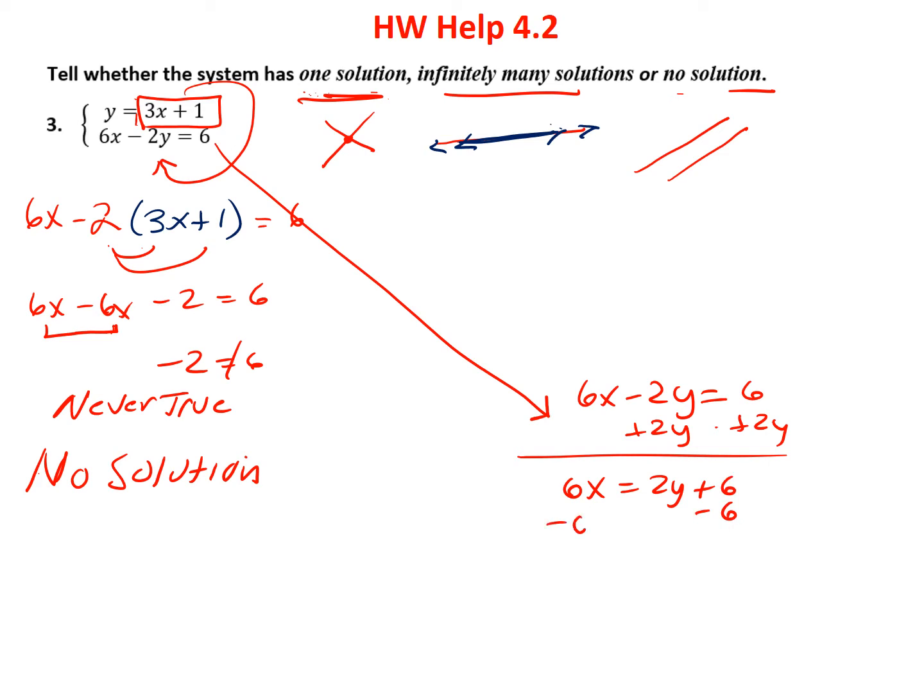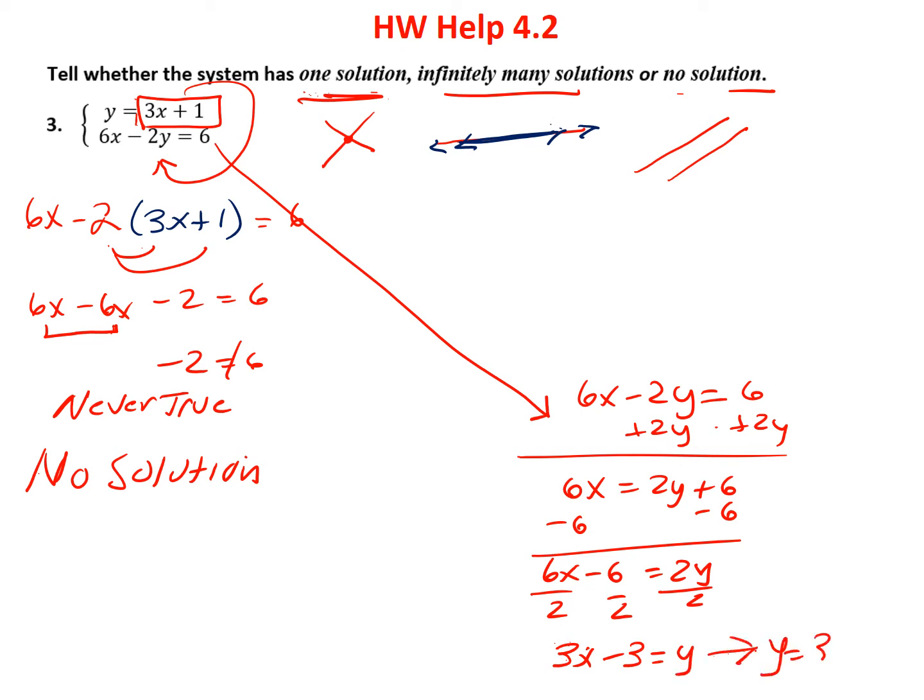If I subtract 6, I get 6x minus 6 equals 2y. And so if we divide by 2, notice that I get 3x minus 3 equals y. Or, flip it around, we say y equals 3x minus 3. And you notice the slope is 3, just like it is on the first equation. The only difference is this one has an intercept of minus 3, and this is 1. So again, we're dealing with parallel lines. But algebraically, that showed up because we ended up with something that was not true. Minus 2 equals 6. Never true, and so there'll never be a solution.